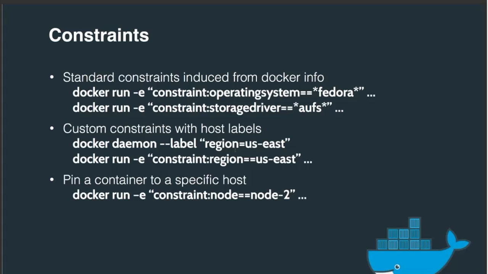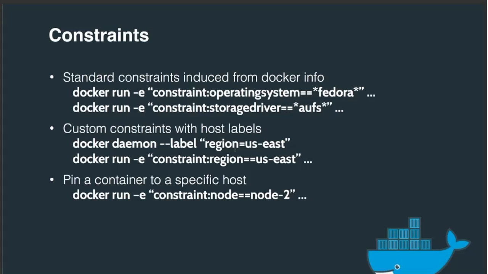So here's the first example. Let's say you want to start a container, and for some reason, you want it to end up on a machine where the operating system is Fedora. You just do docker run -e constraint:operatingsystem==fedora. Swarm is going to look through all the machines and schedule your container on a machine which has Fedora as its operating system. Again, if you don't have any Fedora machine, it's going to refuse to start. You can use everything that is in docker info. The second example is with a storage driver, and you can also use the kernel version or anything else.